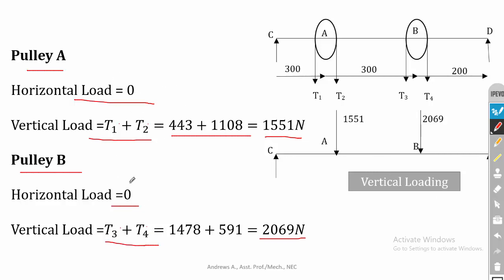So if there are no horizontal loads on pulley A and pulley B, then you can neglect the horizontal load drawing. You can draw the vertical loading. So here it is RCV, the vertical reaction, then here it is RDV. Then the vertical load acting at pulley A is 1551 Newton, then at pulley B is 2069 Newton. So this is the vertical loading.